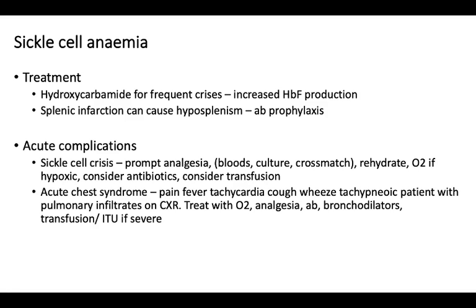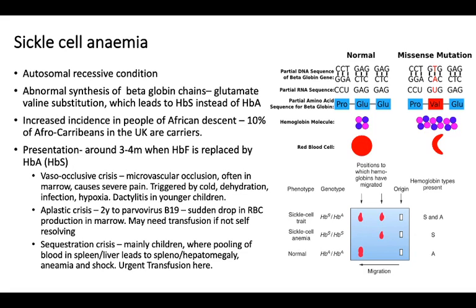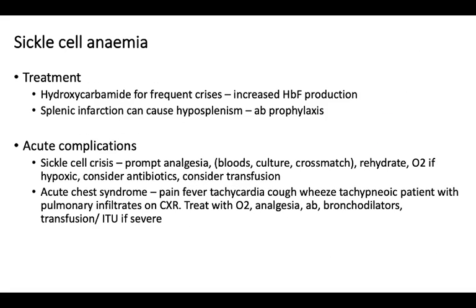In terms of complications, as I talked about before, patients can present with sickle cell crisis, which can be due to any of the three mechanisms: sequestration, vaso-occlusive, or aplastic. In this case, the most important thing that you want to do is get the pain under control. So you want to give them prompt analgesia. Usually, the only thing they probably respond to would be IV morphine. So you want to get that to them as soon as possible.